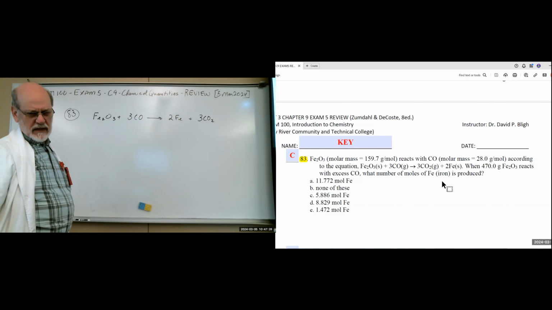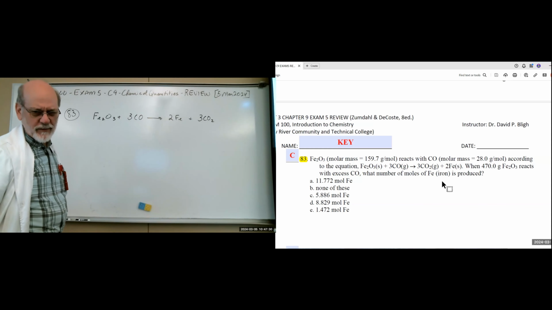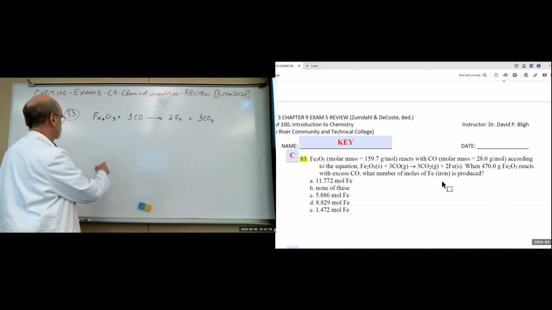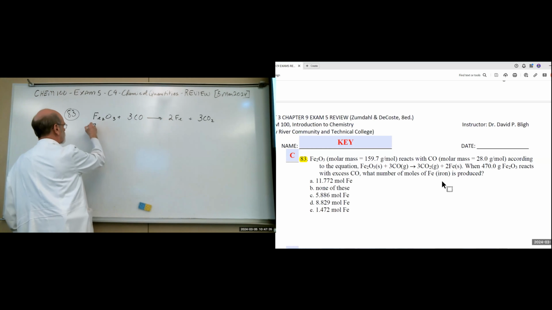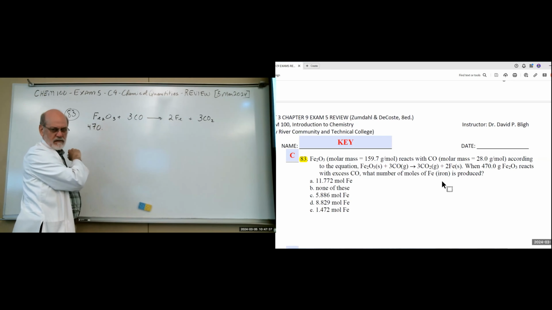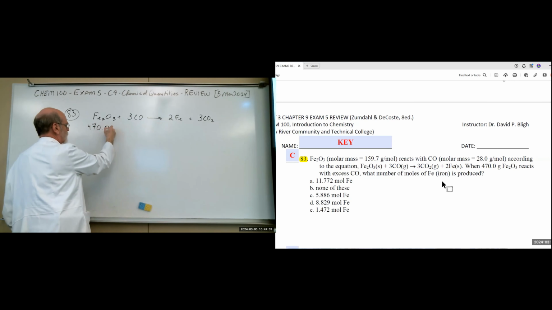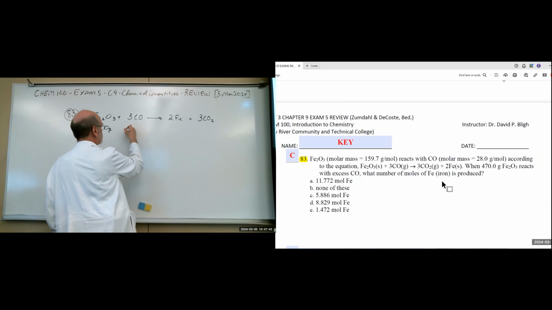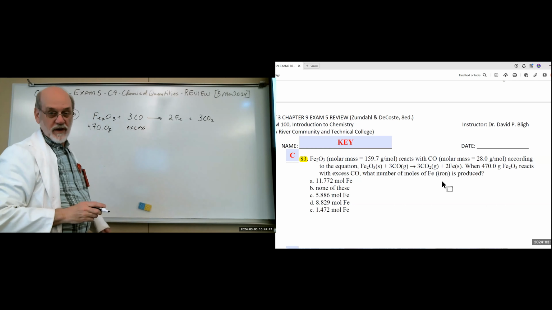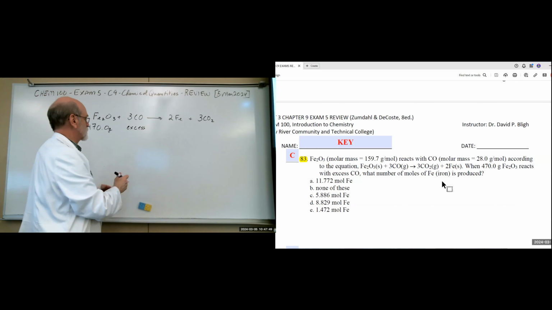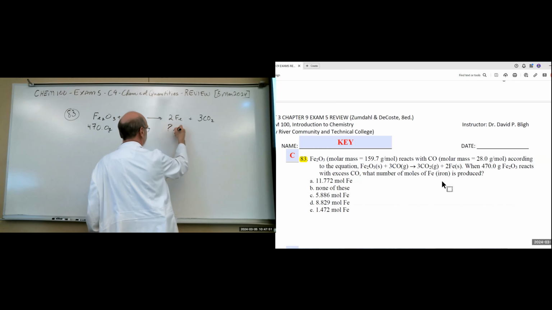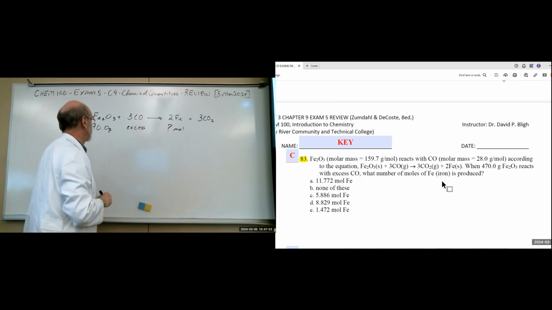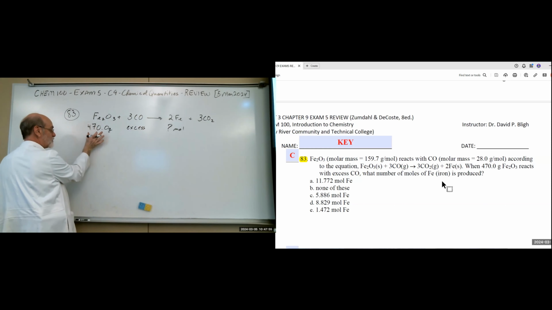So we had 470.0 grams of Fe2O3 react with excess carbon monoxide, and they want to know how many moles of iron are produced. All right, so we've got to find out how many moles here.